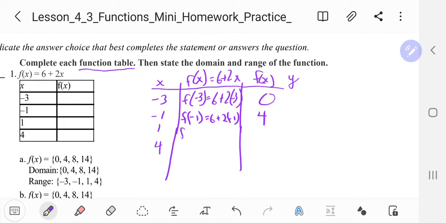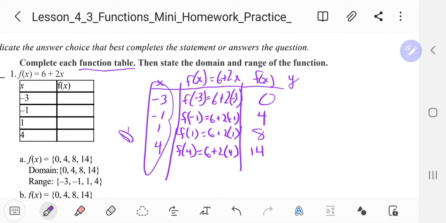Now we go with the next x value. What's the value of the function when x is 1? 6 plus 2 times 1. So now I follow order of operations. 2 times 1 is 2, plus 6 is 8. Now we got to do our last one. The value of the function when x is 4. 6 plus 2 times 4. 2 times 4 is 8, plus 6 is 14. So now, these are our domain values, and these are our range values.